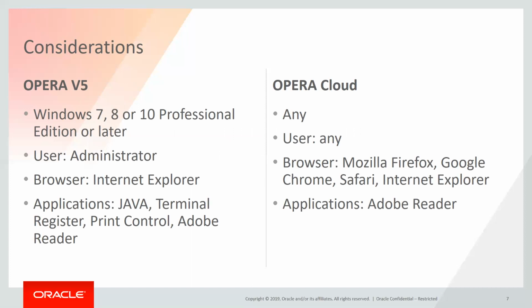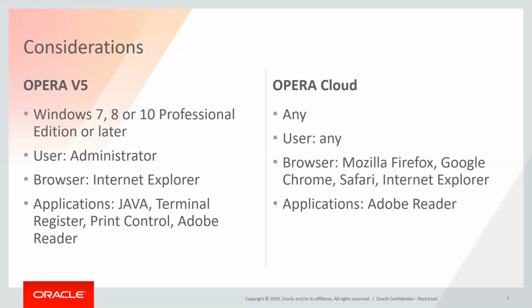When preparing your workstations to use Opera, please be aware of the following. For Opera version 5, the computers must run on Windows 7, 8, or 10 Professional Edition or later. The user which you log into the computer must be administrator or have the same rights as administrator. This is due to things that need installation, and for that, administrator rights are needed.